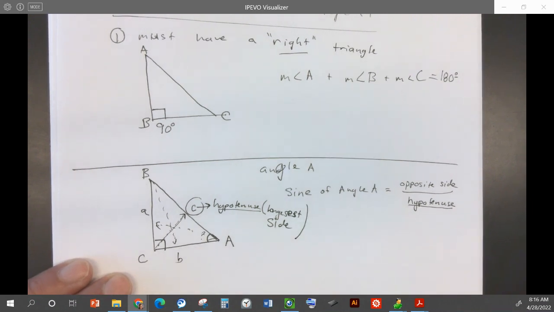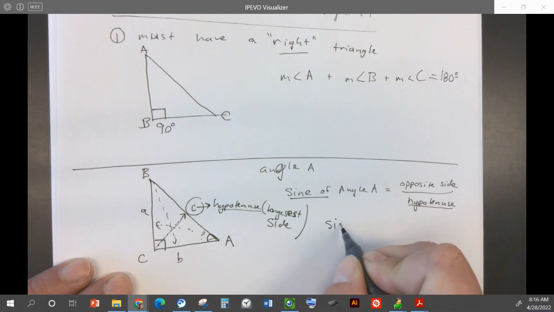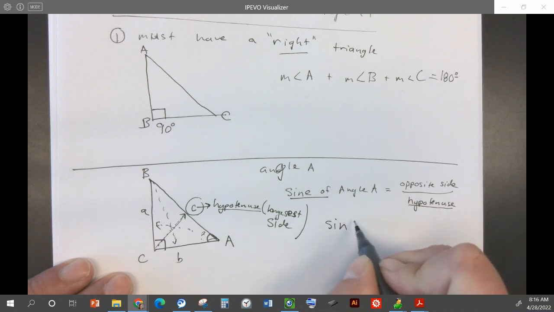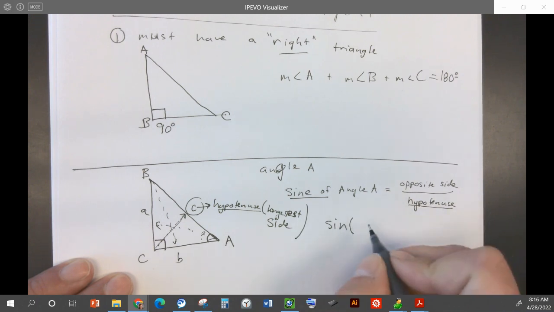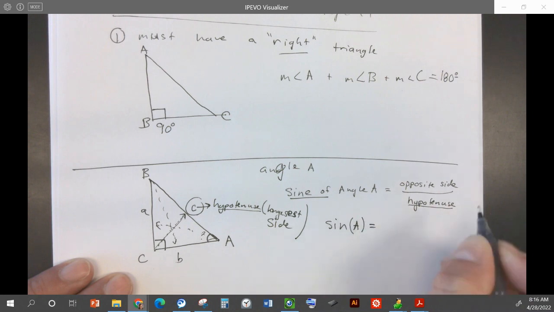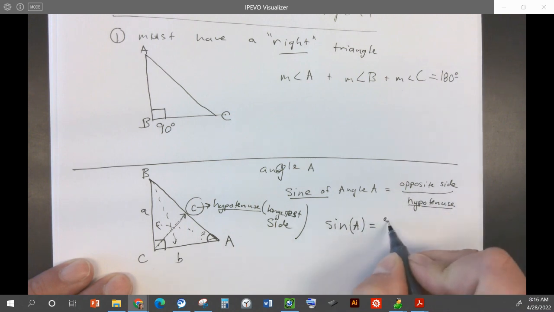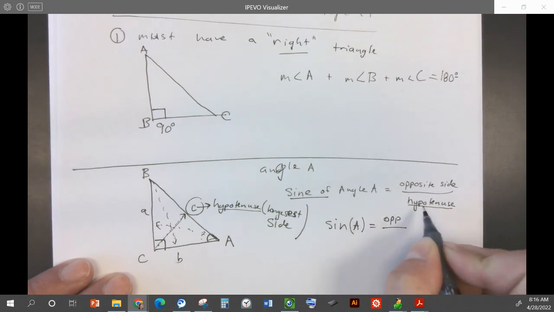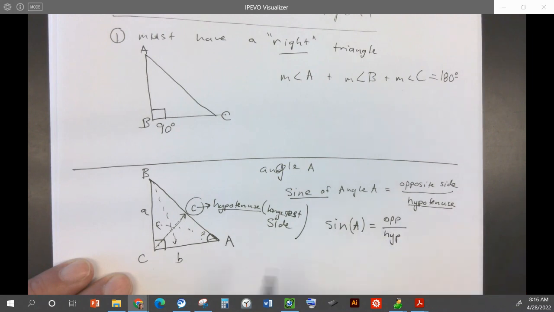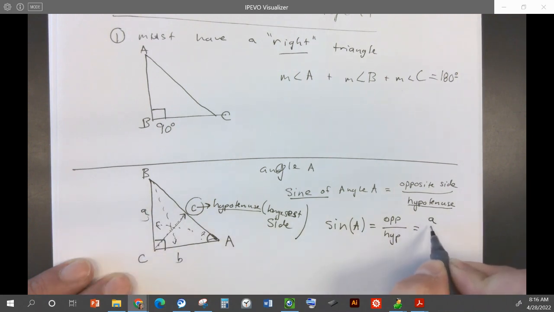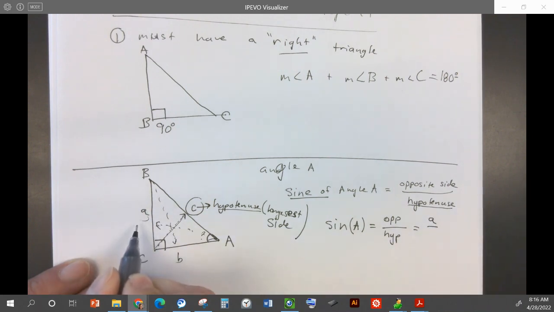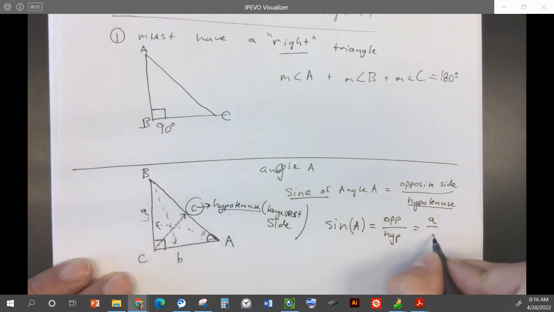All right, so we have sine of A. We abbreviate it SIN, but we still pronounce it sine. Sine of A is opposite over the hypotenuse. Here, the opposite of A would be side A, and the hypotenuse would be C.